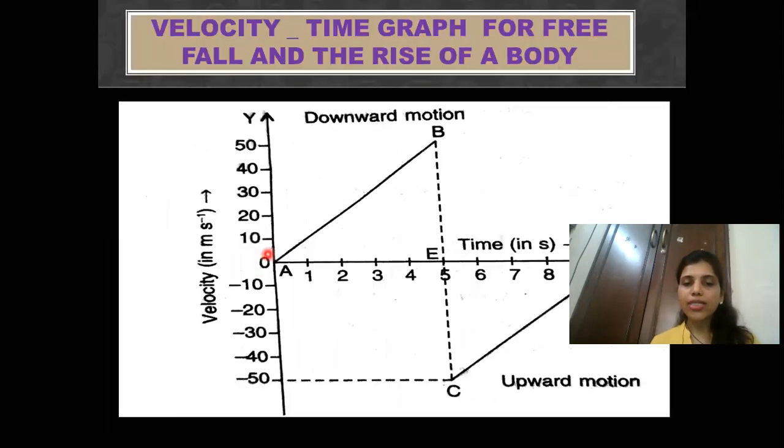Now we go to the next slide. Now in the next slide, you can see that this is velocity versus time, but the graph which is plotted has taken the positive coordinates of the y-axis and also the negative coordinates of the y-axis.